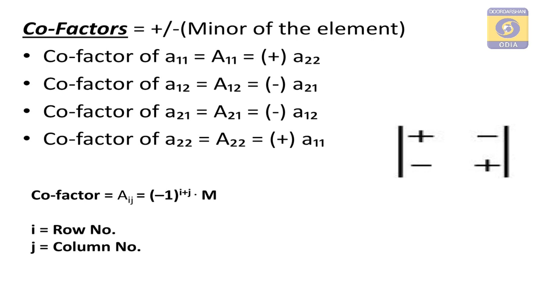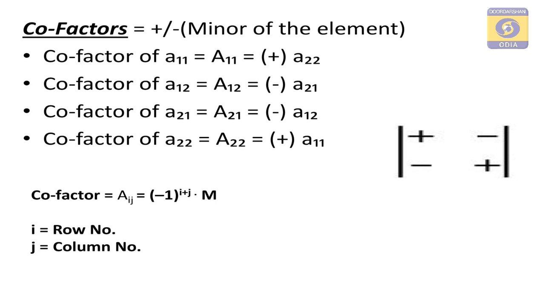Why plus? Because the position comes to an even number. I have already discussed that if the row number plus column number equals an even number, then the position sign is plus. If the row number plus column number equals an odd number, then the position sign is minus. So, you can either remember this, or the formula minus 1 to the power i plus j, or you can simply remember the diagram that I have put on the screen, right.